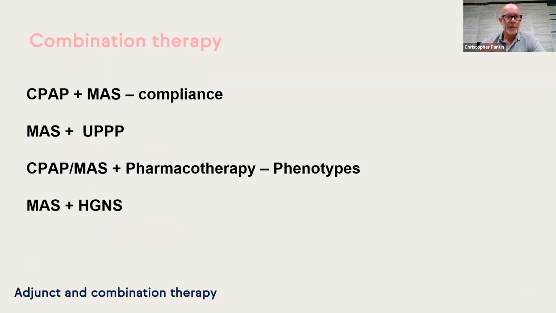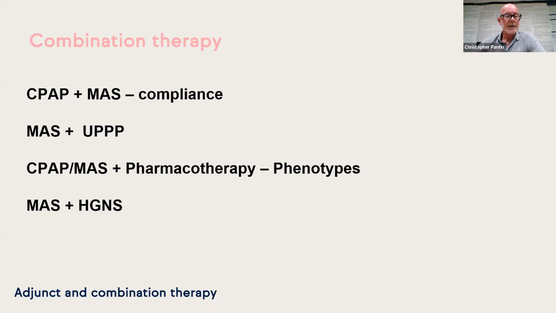Okay, so then we can look at combination therapy. We look at CPAP and MAS. The idea of that combination is to improve compliance, because one of the many reasons why people don't comply with CPAP is because of CPAP pressure being too high. So wearing MAS as well as CPAP in most cases allows that pressure to drop and therefore increases the compliance of the CPAP. We also know fairly old studies show that mandibular advancement splints and UPPP give a better outcome than either alone. So that would be another combination therapy.